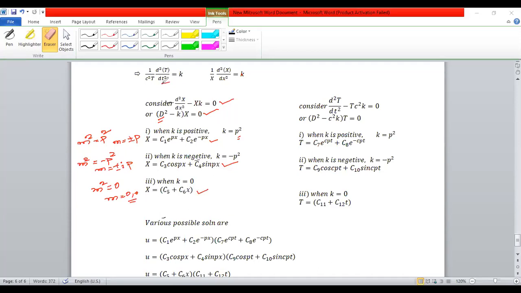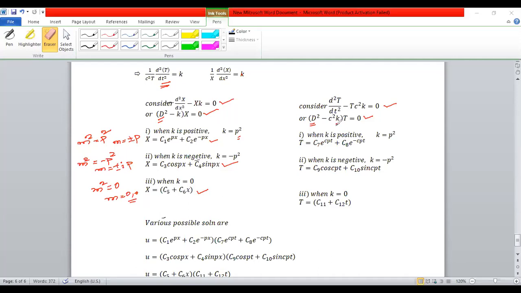Next, I take this differential equation. D square t divided by dt square is equal to k into c square t. D square t divided by dt square is a double derivative, denoted by capital letter D square. D square minus c square k into t equal to 0. Clearly, this is a differential equation with constant coefficients. Again, there will be three cases. K may be a positive constant, k may be a negative constant, or k is equal to 0.